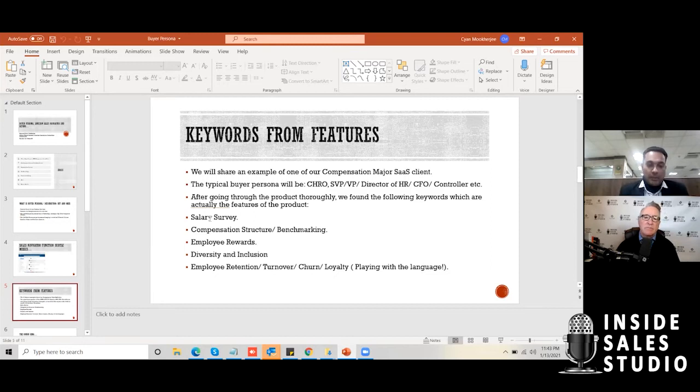What we personally have done for the last 5 years is that we read a product thoroughly, for example, in this case, the compensation SaaS platform, and we find some keywords from the features of that product.